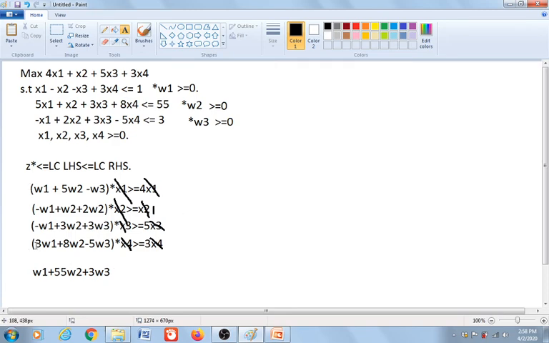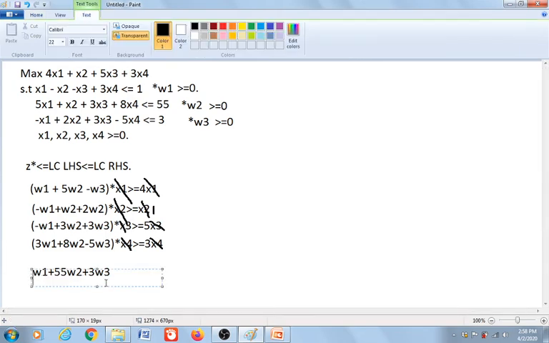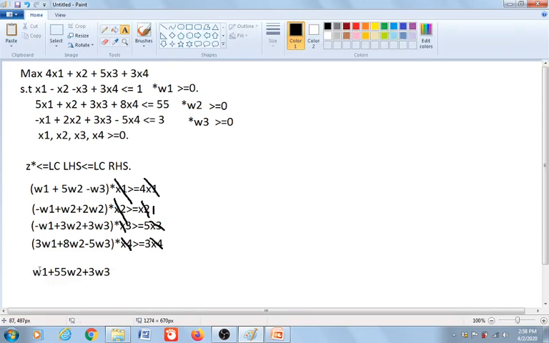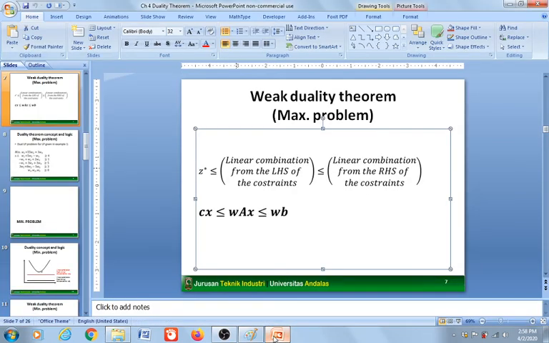Now we have w1, w2, w3, they are non-negative, and here it is just a set of constraints. And what about this guy, w1 plus 55w2 plus 3w3? When we come back to the weak duality theorem for the max problem, z star must be less than or equal to the linear combination of the left hand side, and it should be less than or equal to the linear combination of the right hand side.